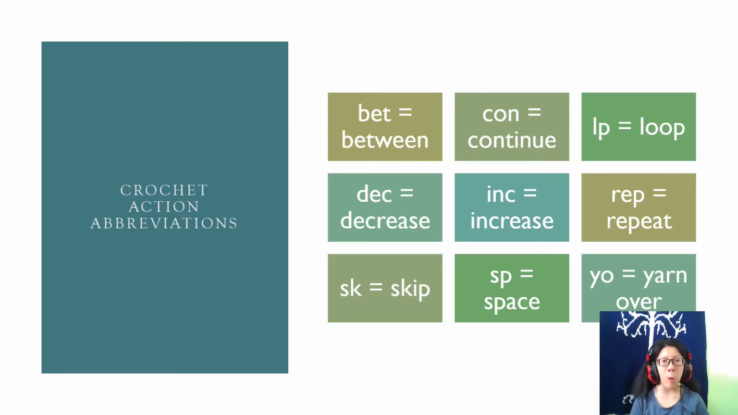Some of these written patterns will also have crochet action abbreviations, and that just shortens some of the longer words that are used when writing instructions. For example, BET means between, CON means continue, and LP means loop. You also have decrease, increase, repeat, skip, space, and yarn over.